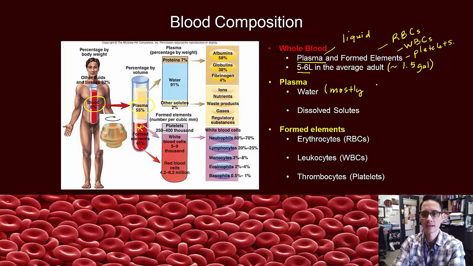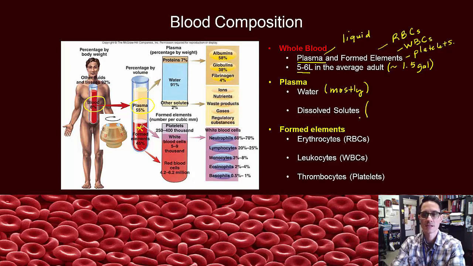And this goes back to that first slide when we talked about how the blood is able to regulate our body temperature. That's because it's mostly water, so we're able to absorb heat or get rid of heat very easily by using the basic properties of water in the plasma. In addition to water, which makes up most of the plasma, there are also dissolved solutes.